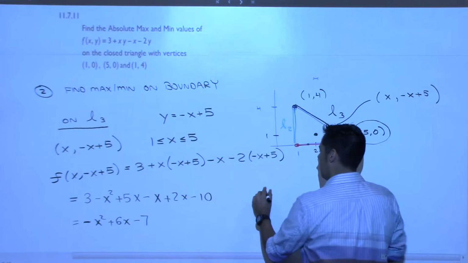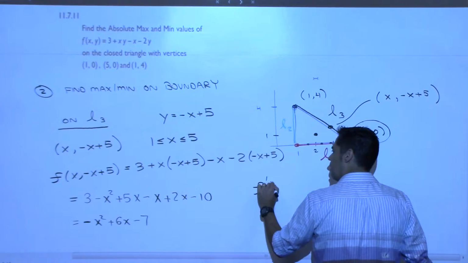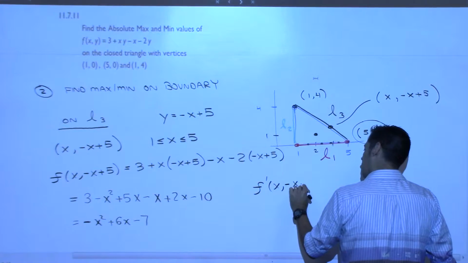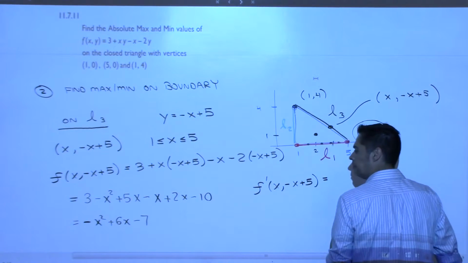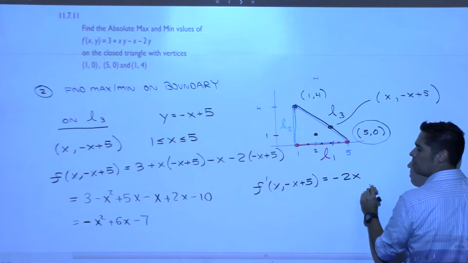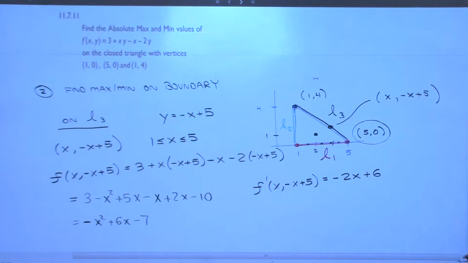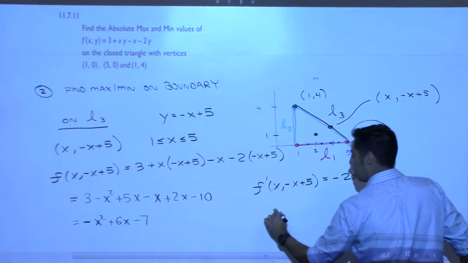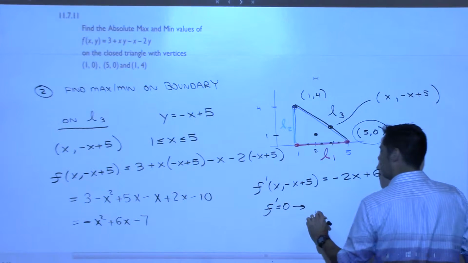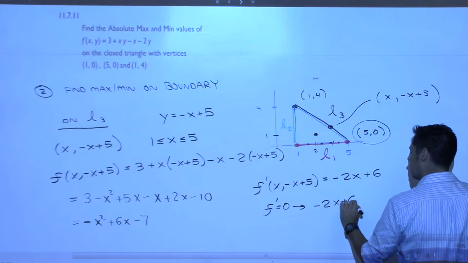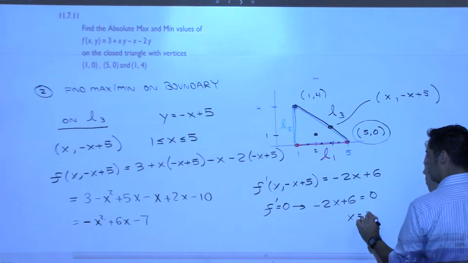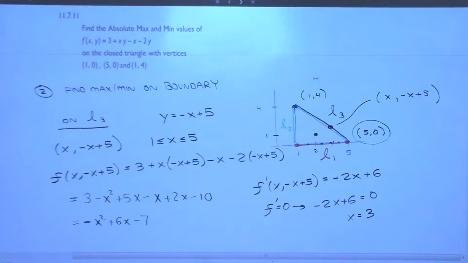So what would the derivative of this x comma -x plus 5 be? -2x plus 6, right? And then from there, you set that to 0. F prime equals 0. Well, that's going to be -2x plus 6 equals 0. So x is 3, right? X is 3. So we actually have a critical number this time, don't we?